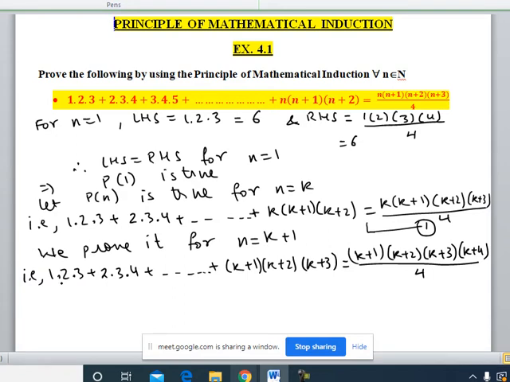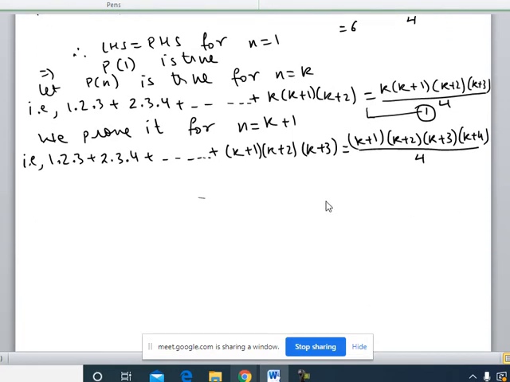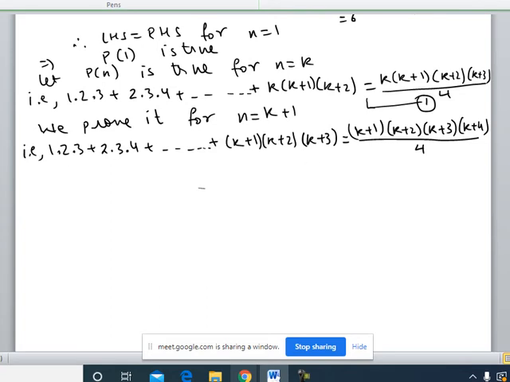When we do the substitution, the last term of the left hand side will reduce to this. Replace n by k plus 1 everywhere. You will get k plus 1, k plus 2, k plus 3. And on the right hand side, n will become k plus 1, so this becomes k plus 1 plus 1, that means k plus 2; k plus 1 plus 2, that is k plus 3; and this part will become k plus 4. So this is what we need to show, because under the assumption that it is true for k, if we manage to prove it is true for k plus 1 also, then the statement is true for all the natural numbers.